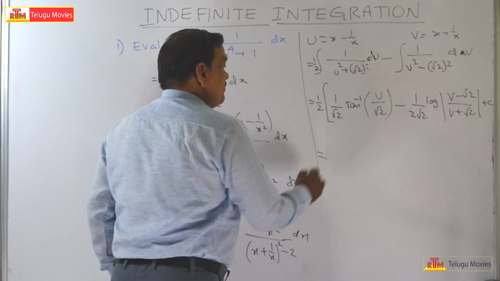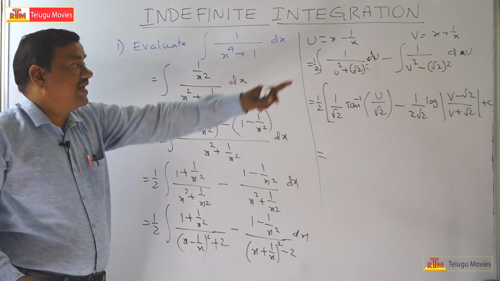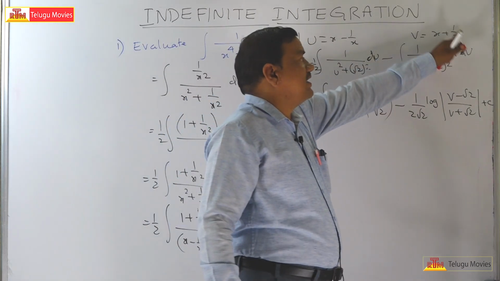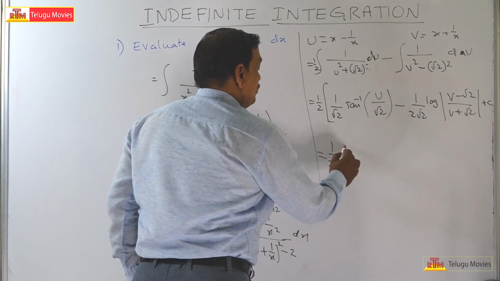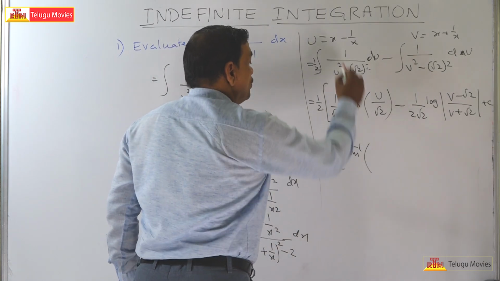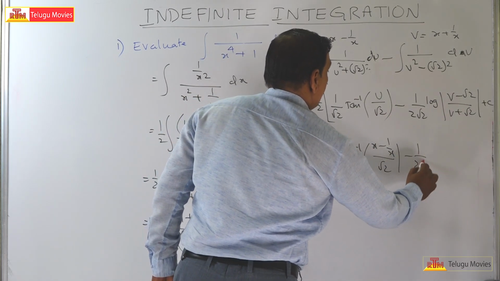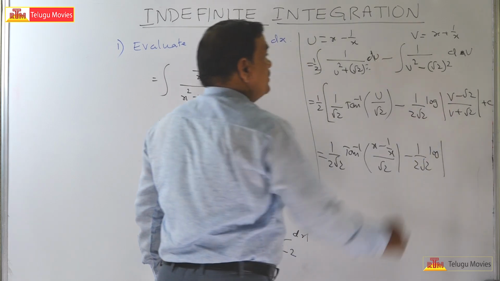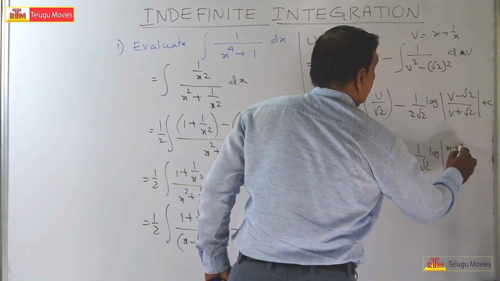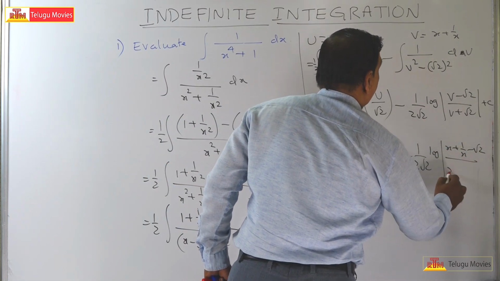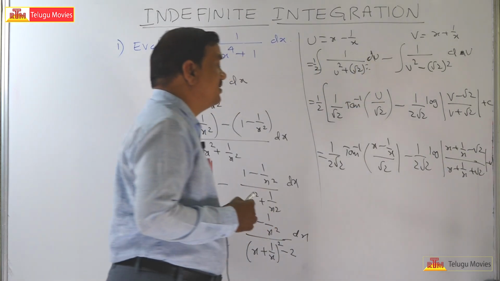Okay. So, if you substitute here, u value is x minus 1 by x and v value is x plus 1 by x. If you simplify, the answer you will get is 1 by 2 root 2 tan inverse of u value, which is x minus 1 by x upon root 2, minus 1 by 2 root 2 log of v value. So, v value is nothing but x plus 1 by x minus root 2 by x plus 1 by x plus root 2 plus c. So, almost that is the final answer.